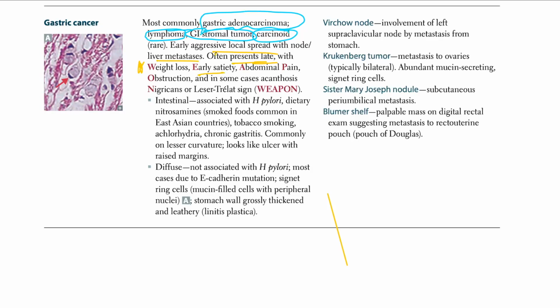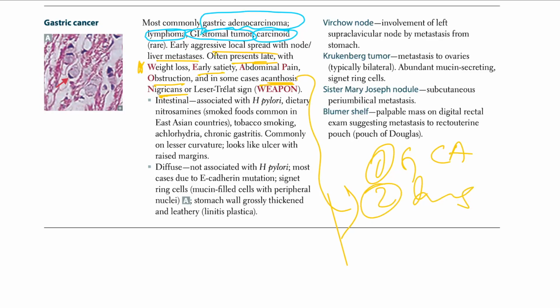Okay, obstruction, and in some cases, very important, acanthosis nigricans. So this sign, acanthosis nigricans, is associated with two things. One is the gastric cancer. Second thing is the insulin resistance. That is the acanthosis nigricans, or the Leser-Trélat sign. The Leser-Trélat sign.